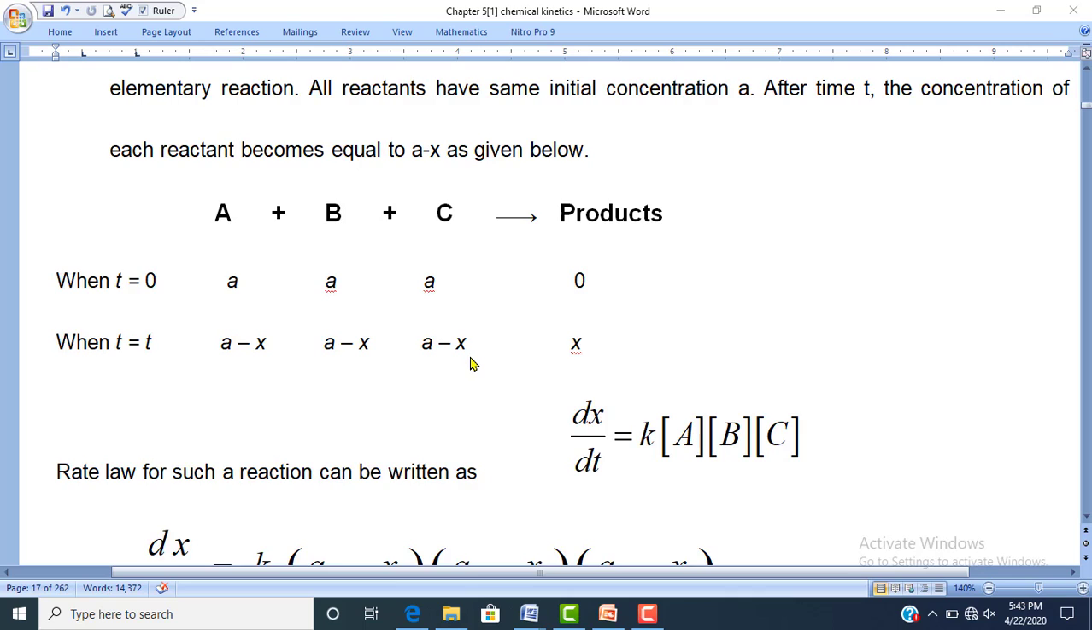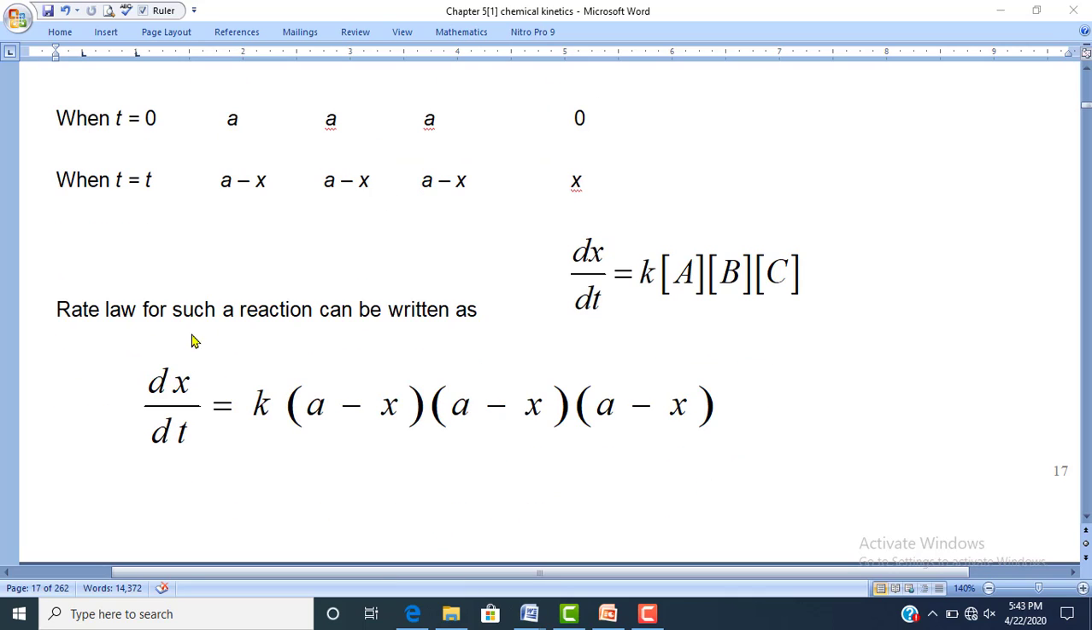When we apply the rate law for such types of reactions, we find that dx over dt, which means the rate of reaction, is equal to the rate constant k into the active mass of A into the active mass of B into the active mass of C. Since the active mass or molar concentration of reactant A is a minus x, reactant B is also a minus x, and for reactant C the concentration is a minus x.